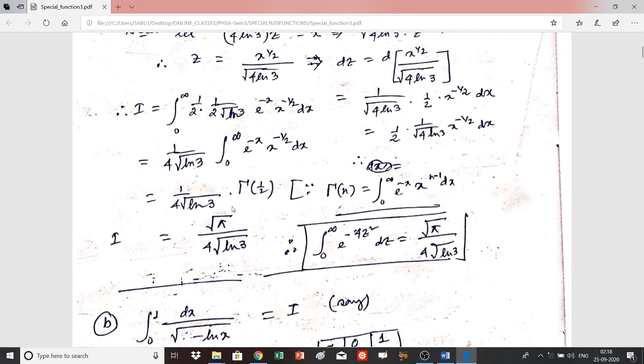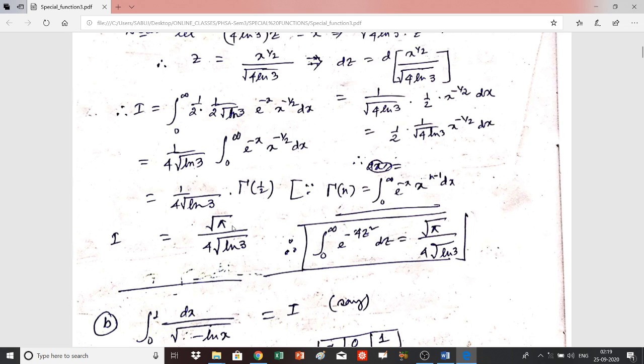Okay, now let us calculate this value. This term can be written as the integral from 0 to infinity of e to the power minus x times x to the power half minus 1, because half minus 1 is nothing but minus half. Then you know from the definition of the gamma function that gamma n is equal to the integral from 0 to infinity of e to the power minus x times x to the power n minus 1. So in this case n is equal to half. From this, the 2 will give you 4, so 1 by 4 root log 3 times gamma half. And you know that the value of gamma half is root pi.